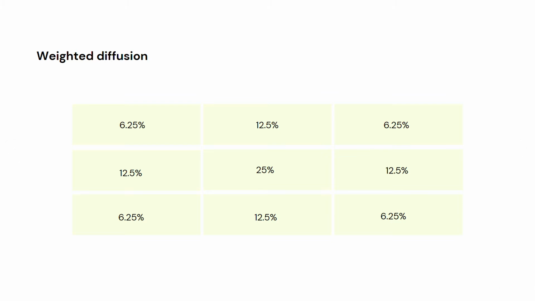We have also considered some scenarios of weighted diffusion. So, in the case of weighted diffusion, all the neighboring cells do not contribute equally in determining the temperature of the center cell. As given in the graph, the cells that are in the horizontal and vertical direction contribute 12.5% in determining the temperature of the center cell, and the cells that are on the diagonal contribute 6.25% in determining the temperature of the site. Next slide.